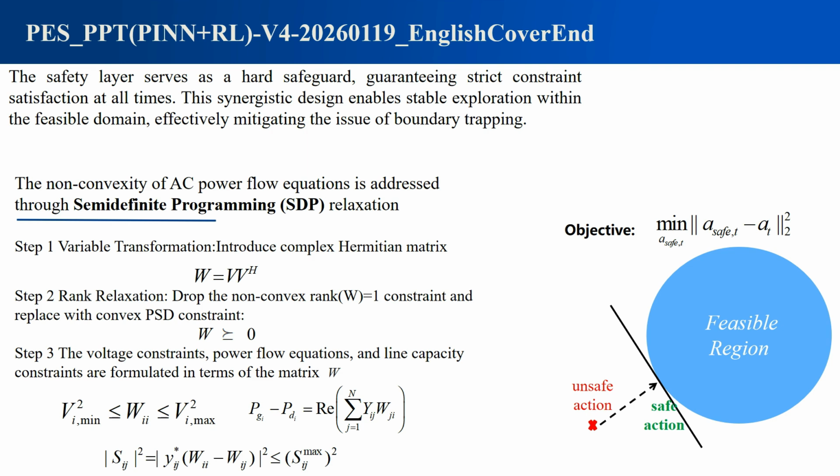Voltage bounds, power balance, and line capacity limits are then written in terms of entries of W. This gives a safety layer that is not a heuristic clipping rule. It is a physics-based convex projection that can protect the current dispatch step and reduce boundary trapping during exploration.